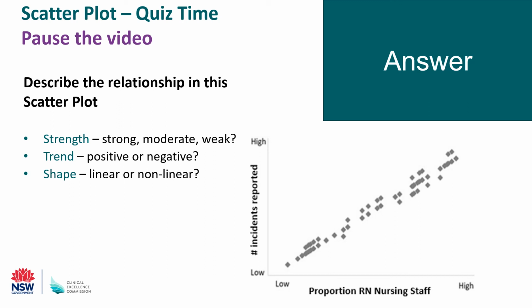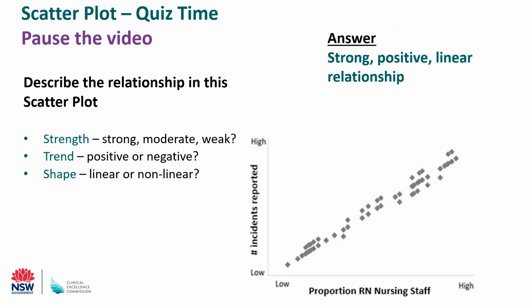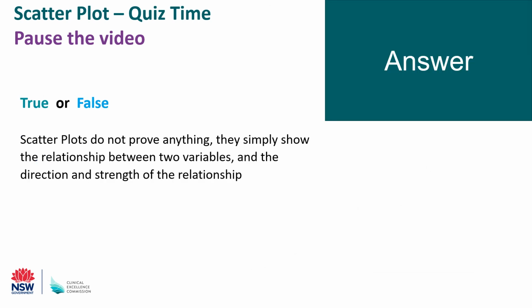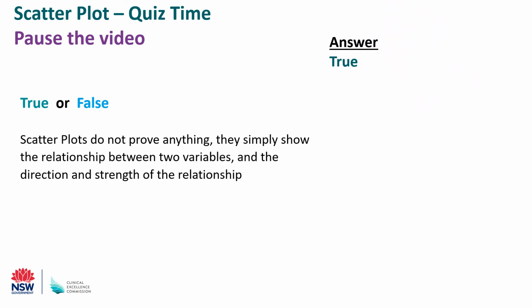Review this scatter plot and describe the relationship. In your review, think about strength, trend, and shape. So describe the relationship in this scatter plot. And the answer is that it's a strong, positive, linear relationship. True or false? Scatter plots do not prove anything. They simply show the relationship between two variables and the direction and strength of the relationship. True or false? And this is true.